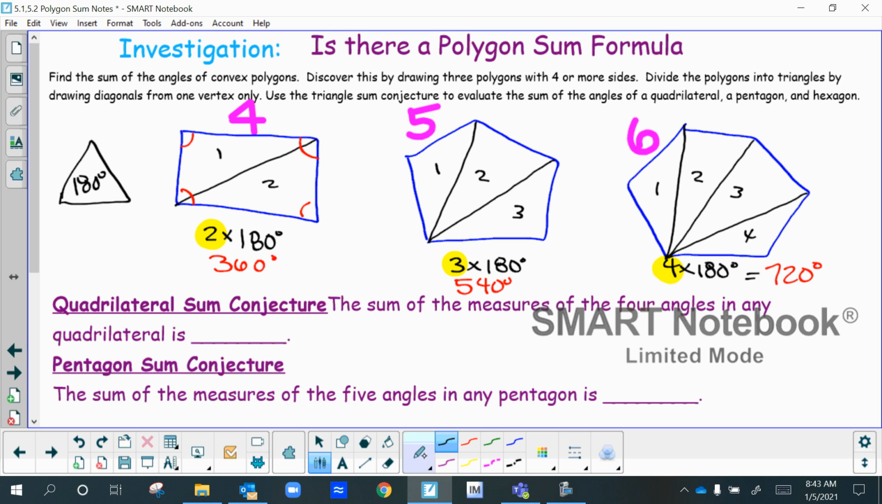Okay, so let's fill out this conjecture down at the bottom of the two that we just did. Quadrilateral sum: the sum of the measures of the four angles in any quadrilateral is 360. Now don't think that they're all 90, 90, 90. Because remember, you can have a quadrilateral that looks really weird like that, where they're not 90. But you should know that all four always add up to 360. And some of y'all probably knew that already. The pentagon is going to be 540. That's what we figured out: 3 triangles times 180 is 540.